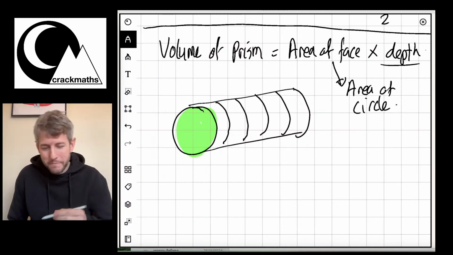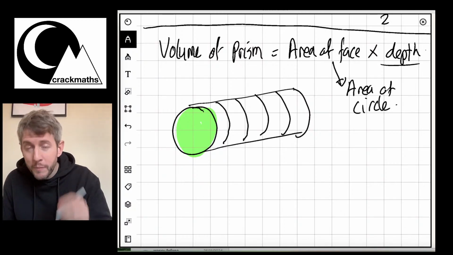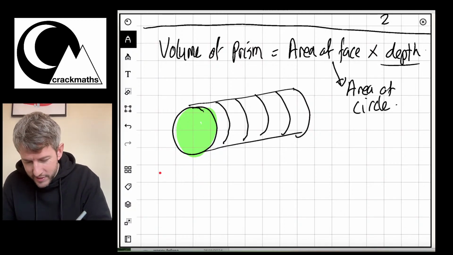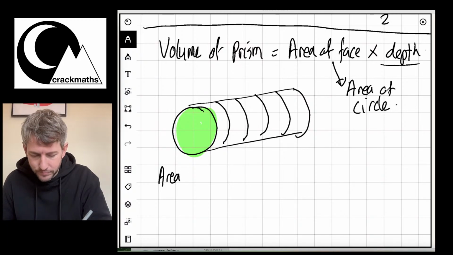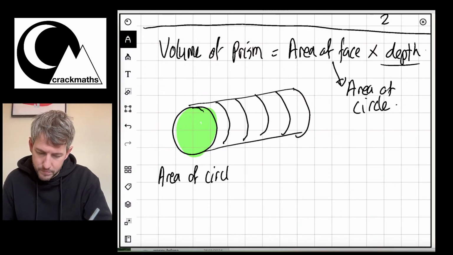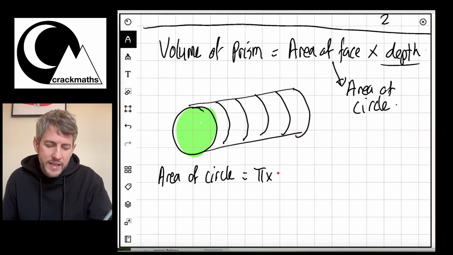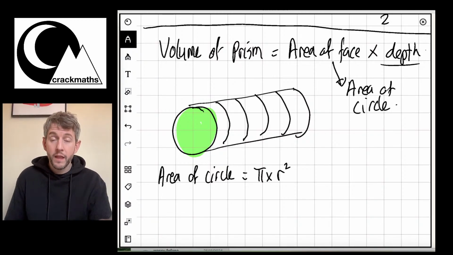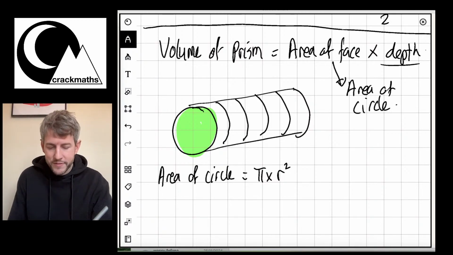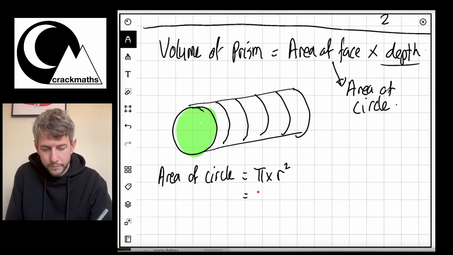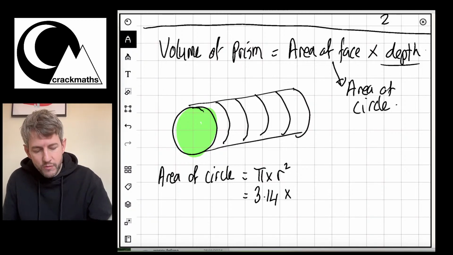If you can, great. If not, don't worry, but it is one that you do need to know. So, area of circle equals pi times the radius squared. I'm just going to use r. Now remember, in functional skills maths, we always use 3.14. So this is going to be 3.14 times the radius squared.